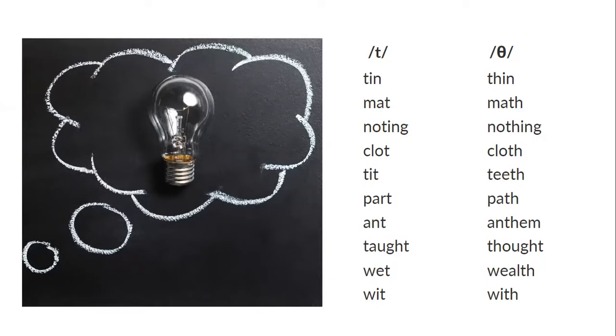All right. So to say this sound correctly, you need to place the tip of your tongue in between the upper and the lower part of the front part of your teeth, upper and lower teeth, and allow the air to escape gradually. And for this voiceless TH sound, and that's what you have in thin, mouth, nothing, cloth, teeth, path, anthem, thought, wealth, with.